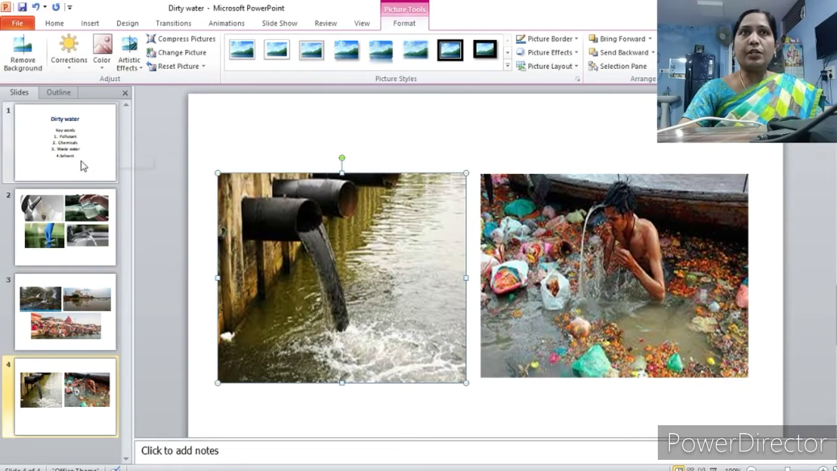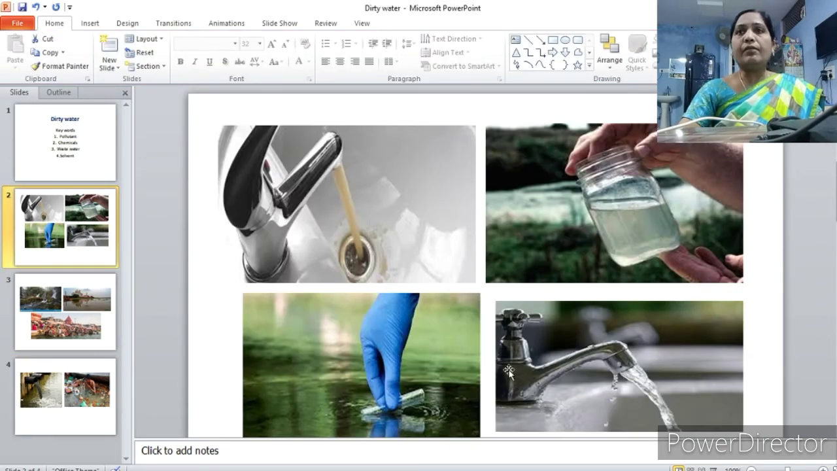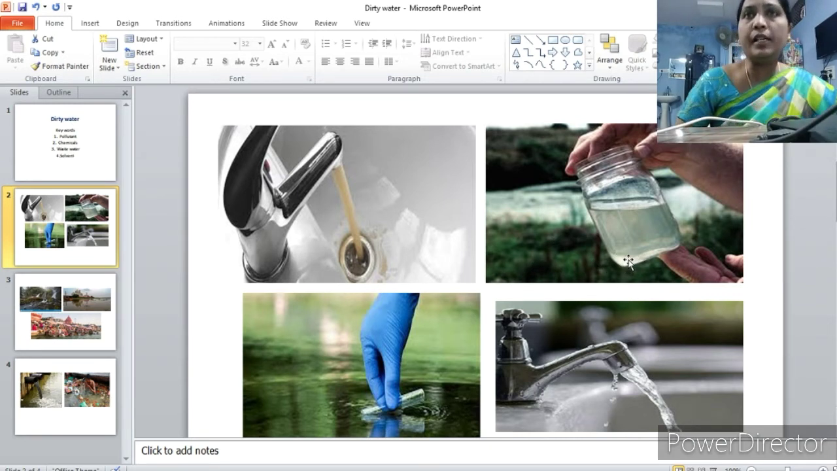In last class, you learned about the uses of water and local sources of water. In today's class, before starting, you can do one small activity. Collect the water from different sources near your home. From the tap, collect some sample of water, and from a puddle on the road, after raining, some pits will be there. So from the puddle, if possible, collect some water.